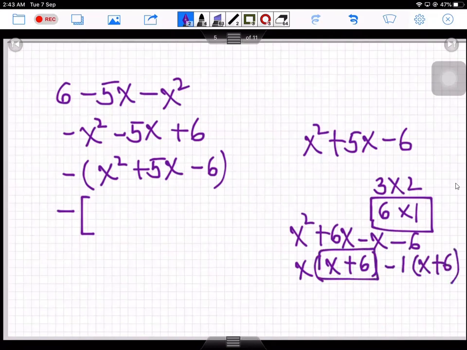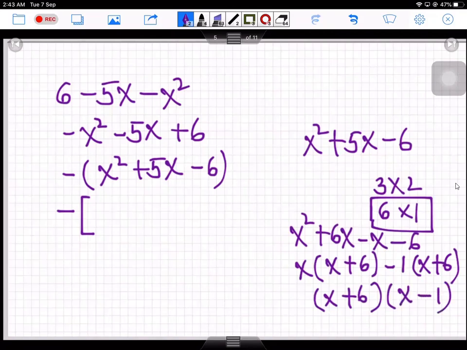Because we have to make these two factors, two brackets exactly the same. So they turn out to be one single factor. So when x plus 6 is repeated, it is written once. So x plus 6 multiplied by x minus 1. Okay, so the fully factorized form of x squared plus 5x minus 6 is x plus 6 multiplied by x minus 1. Now what do we do with this negative sign which we already taken out, which we already factored out?